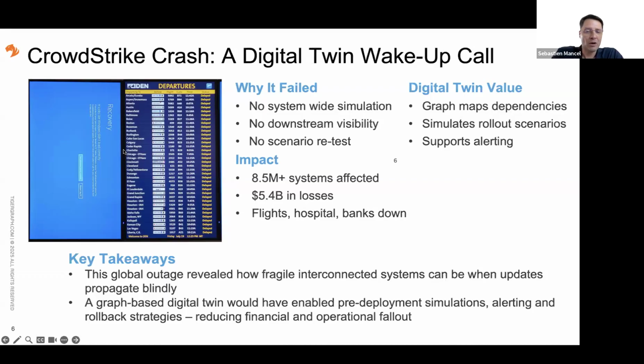Had a graph-powered digital twin been in place, CrowdStrike could have mapped all system dependencies up front, simulated the rollout to identify high-risk nodes, and proactively detected cascading failure paths before deployment. So this incident is a reminder of how interconnected systems amplify risk when dependencies are not fully understood.